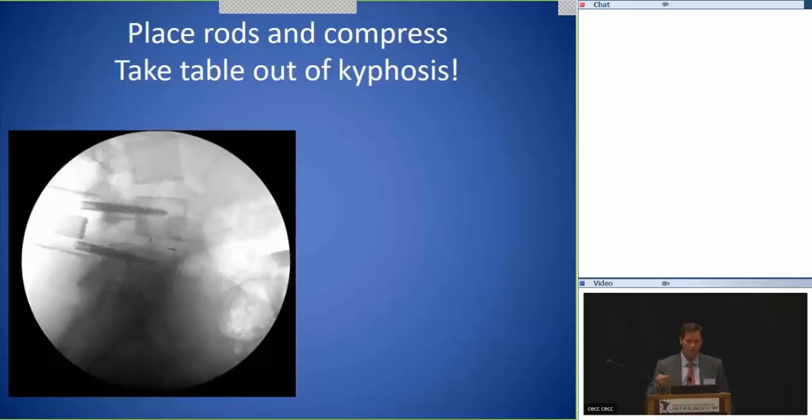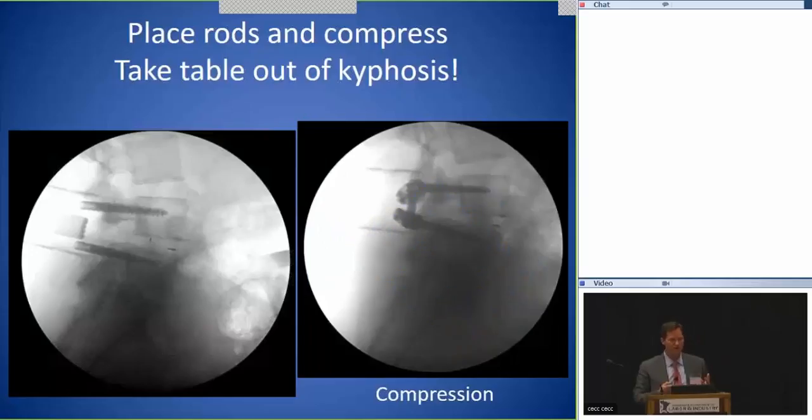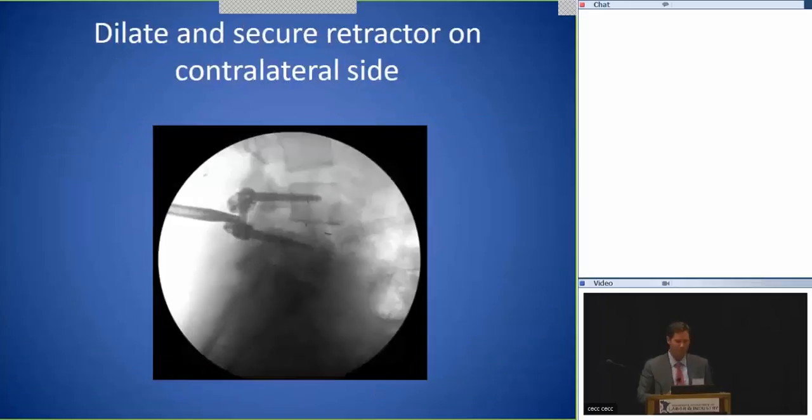We reorient our table. There's a lot of talk right now about getting lordosis, or getting the angle back in the lumbar spine the way you need to, and so we can do that with minimally invasive approaches just as well as we can do it with open approaches.